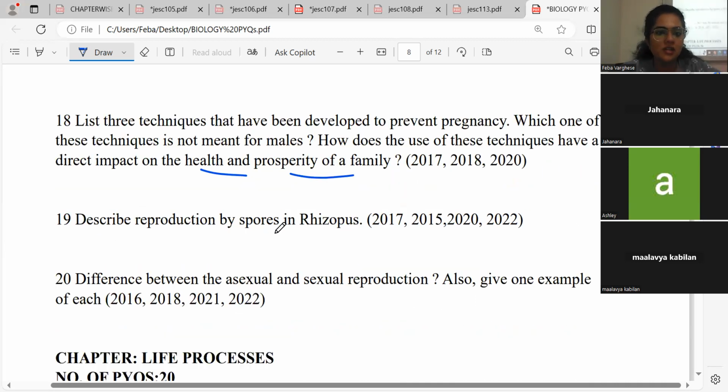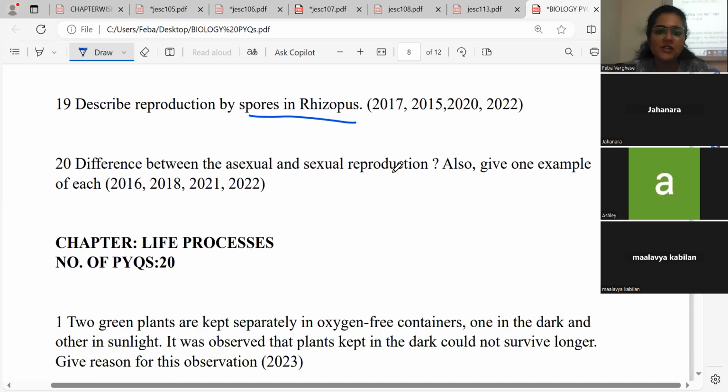Okay. Then describe reproduction by spores in Rhizopus. Yes, you can write about the spore formation. The entire thing you can describe. The difference between asexual and sexual mode of reproduction, also give examples for each. Very easy, you can do it. Right? Moving on to the next chapter. Shall I move on to the next chapter, guys? Quickly.